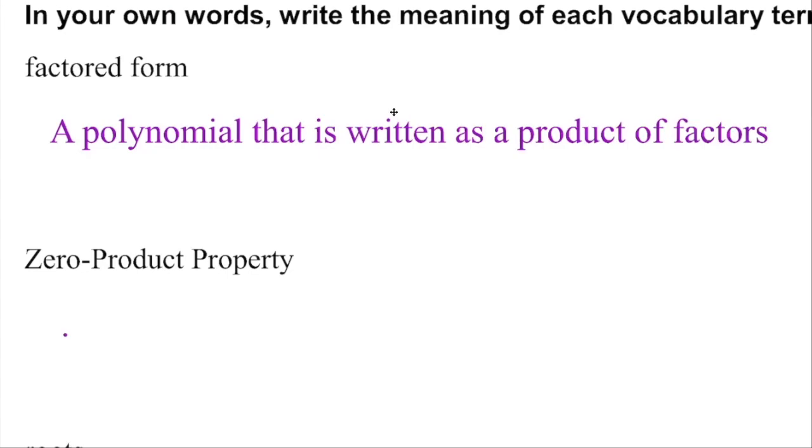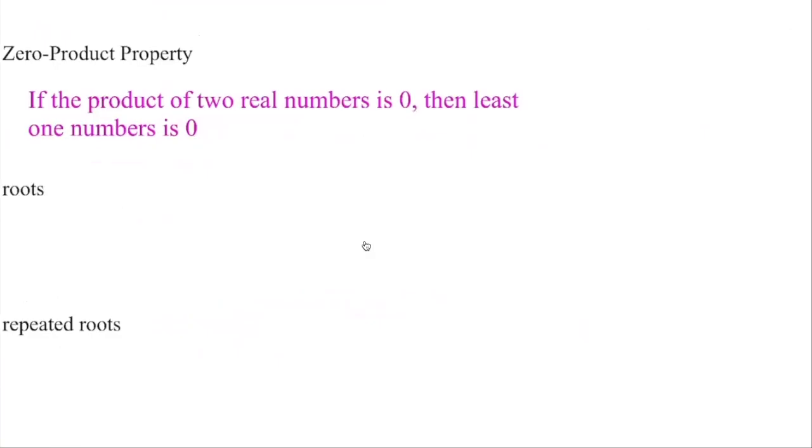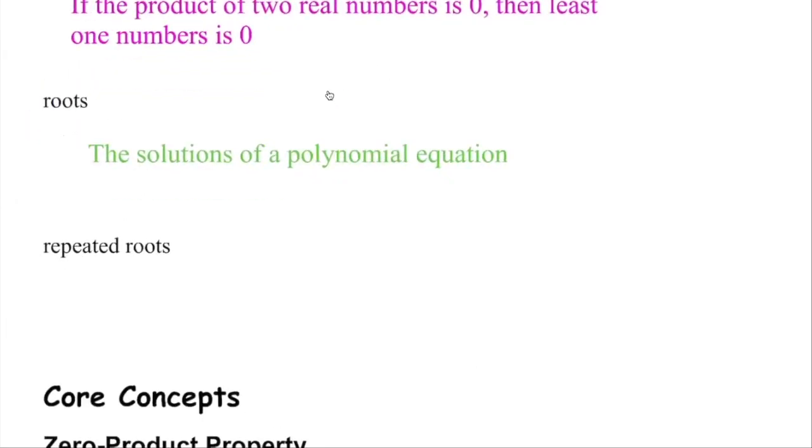Next, we have the zero product property. So the zero product property is if the product of two real numbers is zero, then at least one of the numbers is zero. Next, we have roots, which is just the solutions of a polynomial equation. And our last term to go through is repeated roots, which means two or more roots of an equation that are the same number.